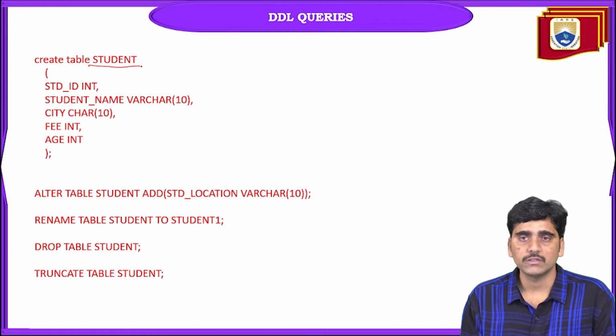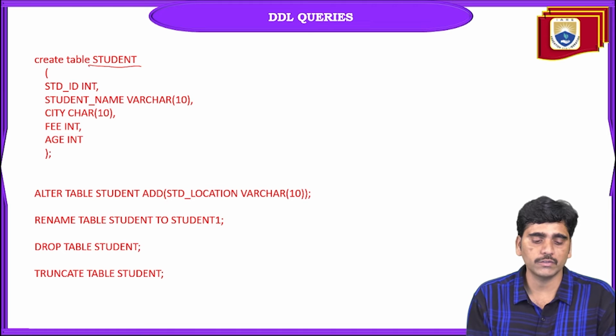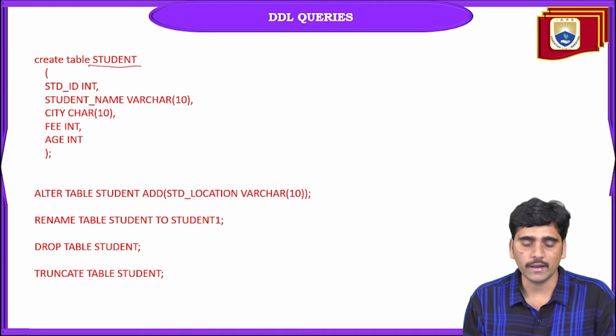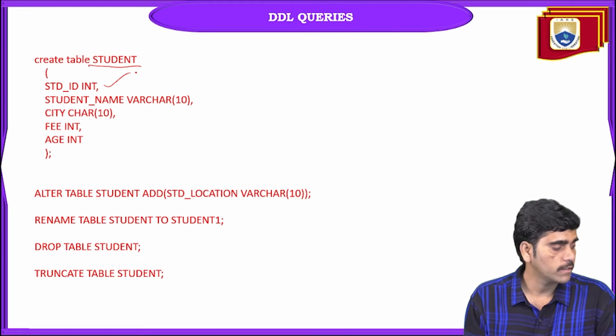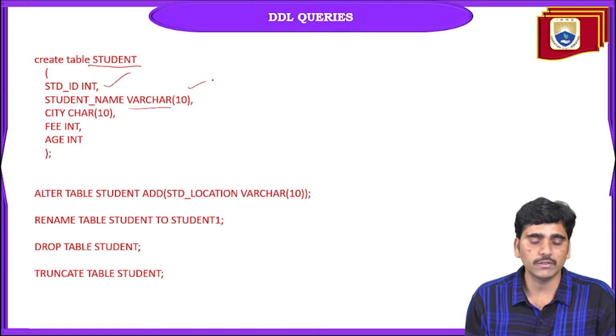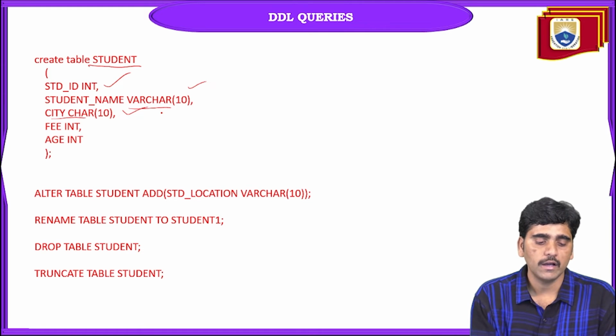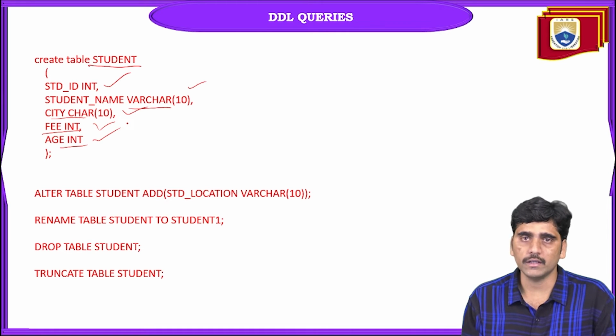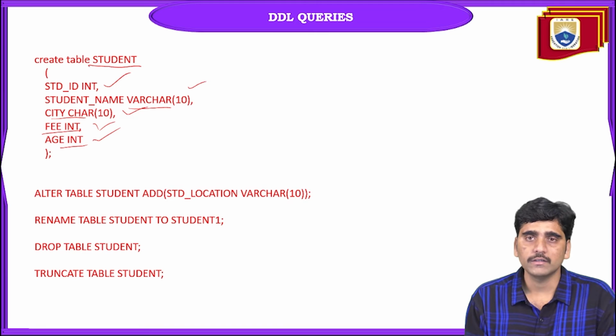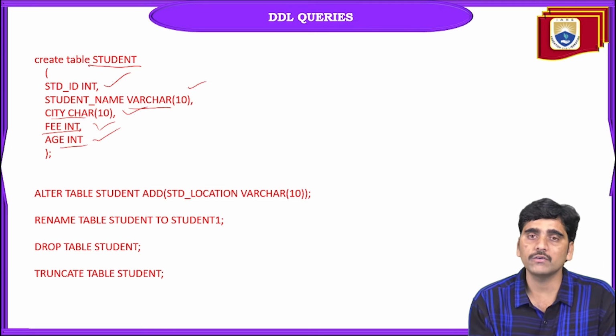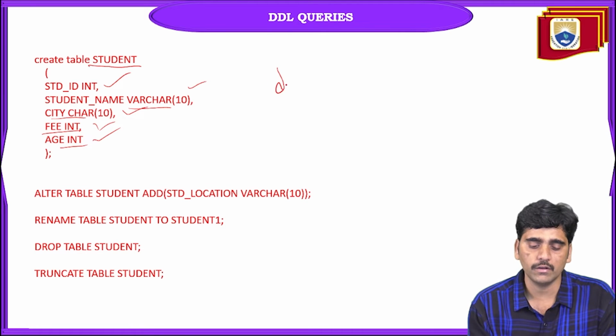Student table. So this is the students table. We can create a student table that contains student ID, student name, student city, student fee, and student age. If you want to know the structure of the student table, how can we type? DESC space student. If you type like this, what will it show actually?